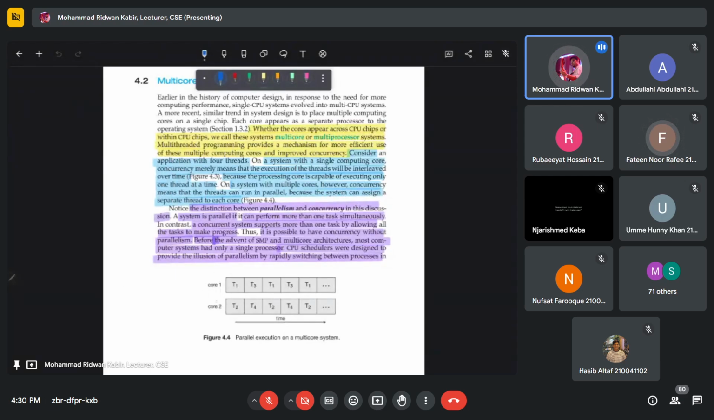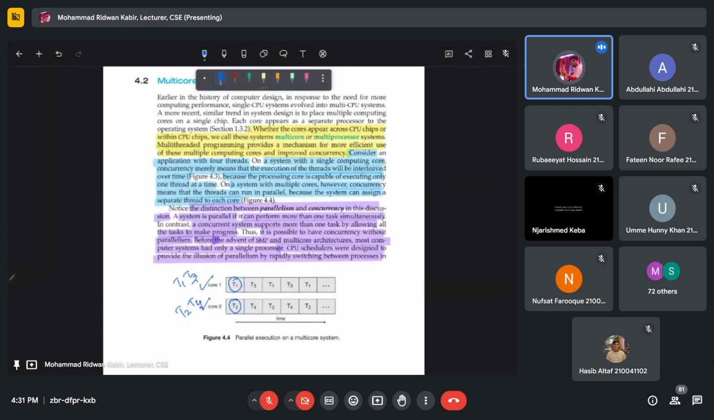Okay, so if I rephrase, let's say you have two processing cores. If you look at figure 4.4 here, you have two processing cores, core 1 and core 2, and on the x-axis you have your time elapsed, okay? So what you do is you assign T1 and T3 to core 1 and T2 and T4 to core 2. When core 1 is executing T1, it cannot execute T3, right? But whenever core 1 is executing T1, core 2 can execute either T2 or T4, right? So let's say it executes T2.